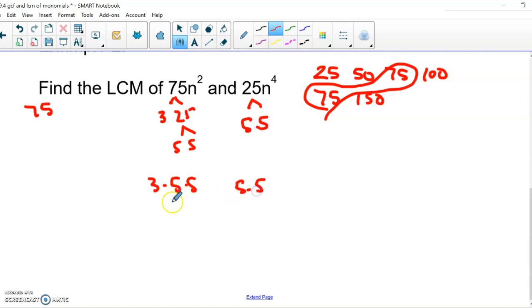So what do they have in common? They have 2 5's in common. So we're going to use those 2 5's. And then you have to throw in everything else that's left over. So that's 25 times 3, or 75.